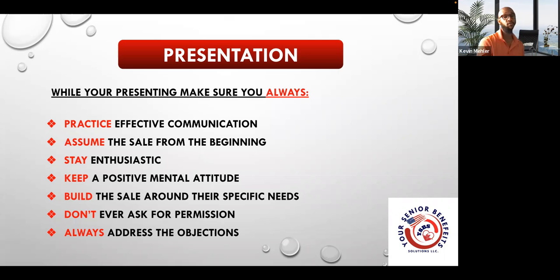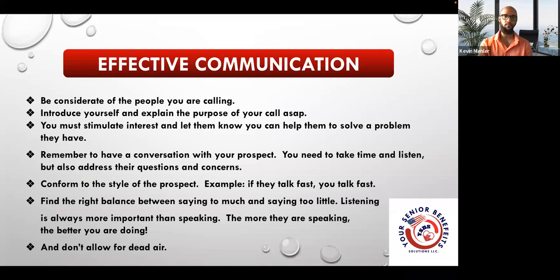Now, always address the objection. Never let somebody give you an objection and you don't even recognize it or acknowledge it or anything of that nature. We always want to actually address what their concern is, because there's a reason why they're bringing that up to you. And in the slides to come, we're going to break down the objections so you'll understand better what I'm referring to. All right.